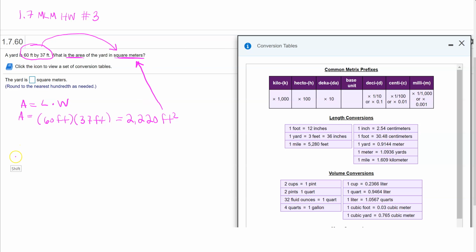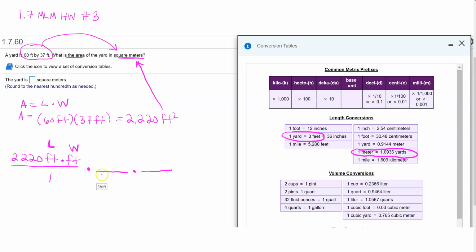So I'm going to take that starting amount, 2,220 square feet. But instead of writing square feet with an exponent, I'm going to write that out as feet times feet. That way I can see that my length is currently in feet and my width is currently in feet. And we need to convert those dimensions into meters. Unfortunately, when I look on my table over here, I know meters to yards, but they don't tell me meters to feet. So I'm going to start by converting those feet into yards, and then I'll change the yards into meters.